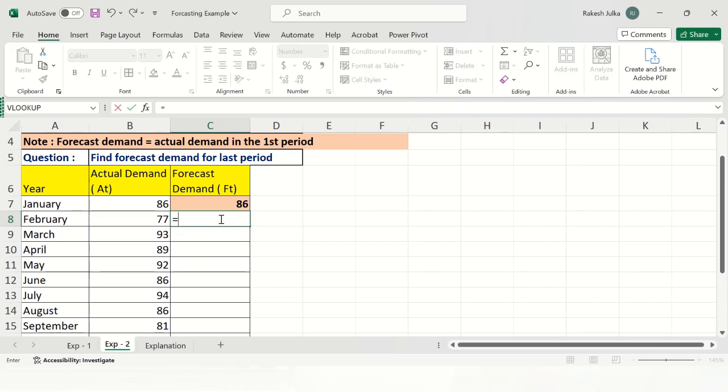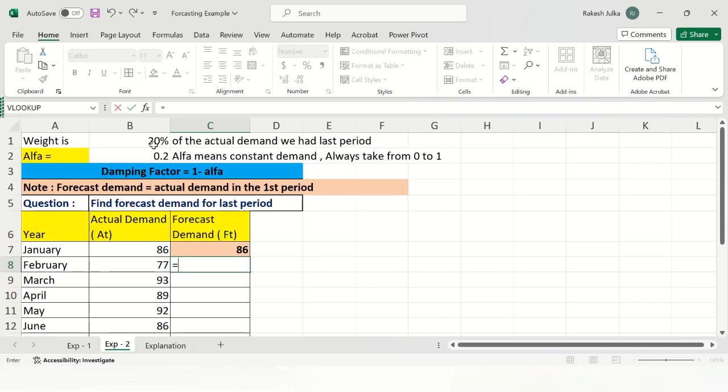So as per the formula, equals 20%, right? So this alpha is 0.2. This is fixed, we are not going to change it, right? Multiply by the actual demand, then plus, bracket open, 1 minus alpha. Again I need to put the dollar sign here, multiply by the forecasted demand of the previous year, and enter.